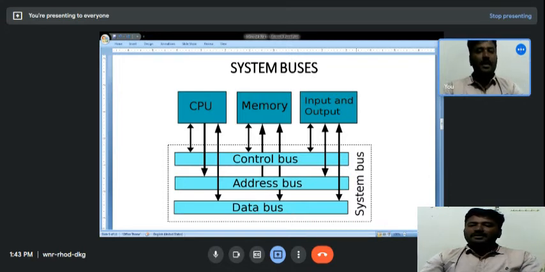We can say these three in a group are the system bus. Okay, so that is one of the architectural diagrams we have seen.